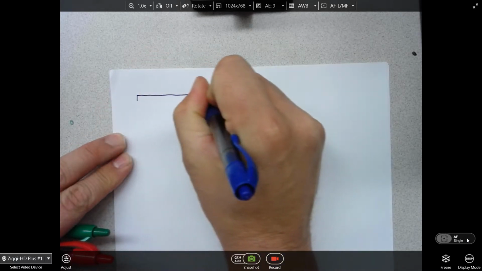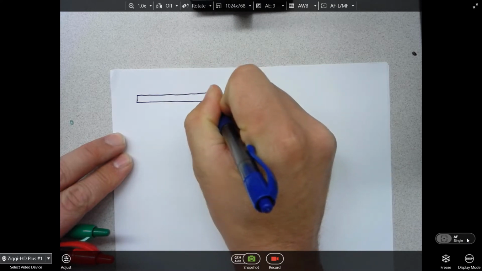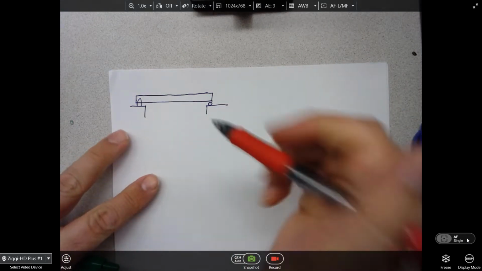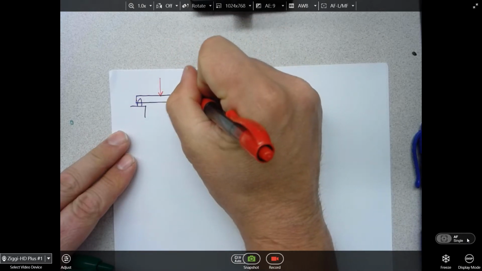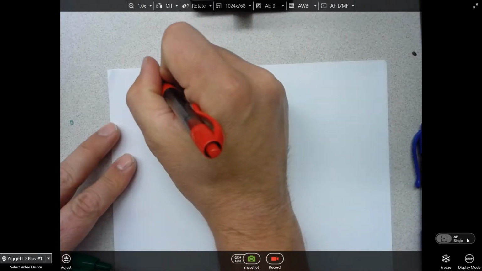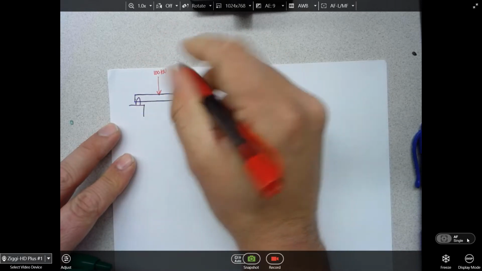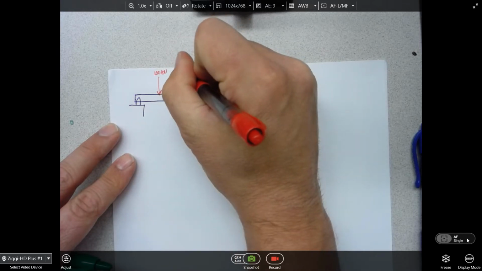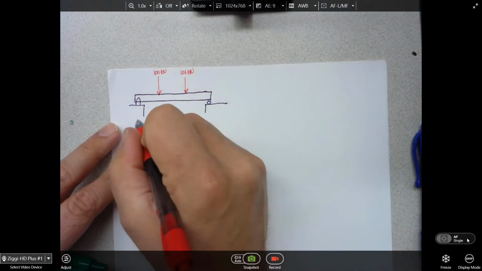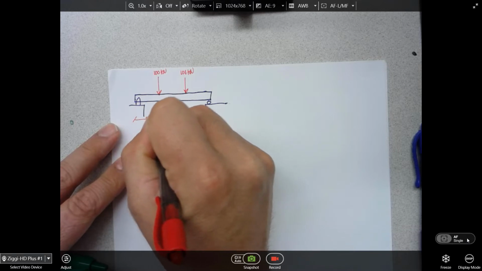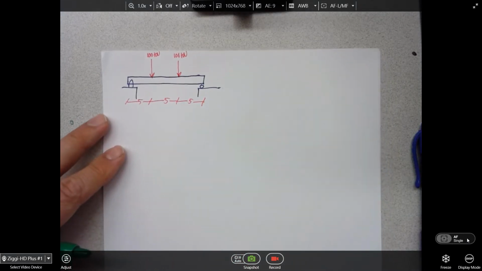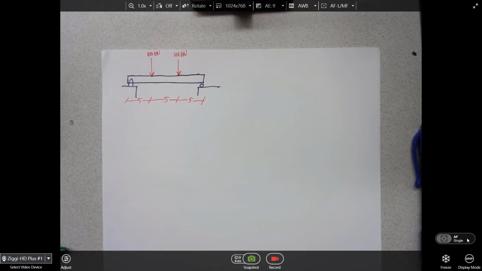Let's start with the simple problem. So we have a 15-meter beam with 200 kilonewton load on it. Looks pretty symmetric.